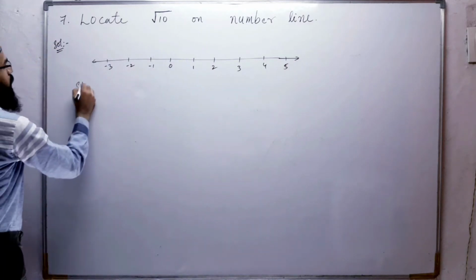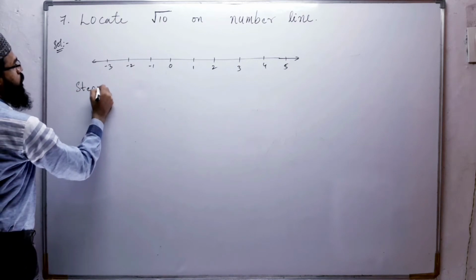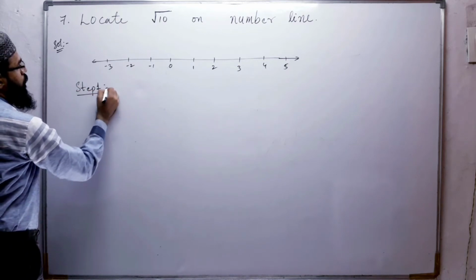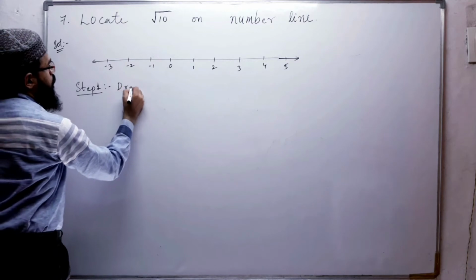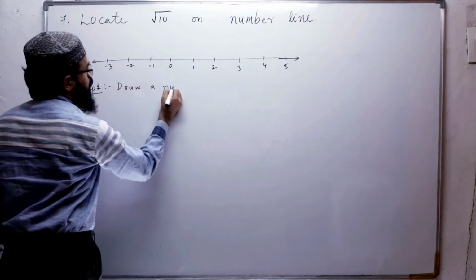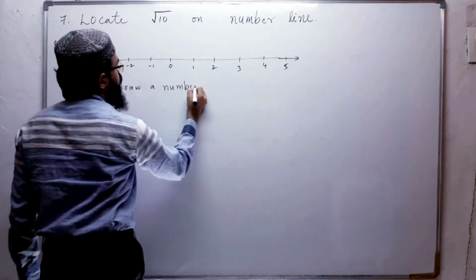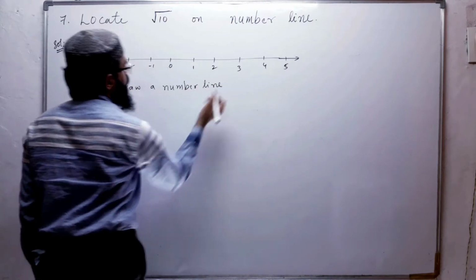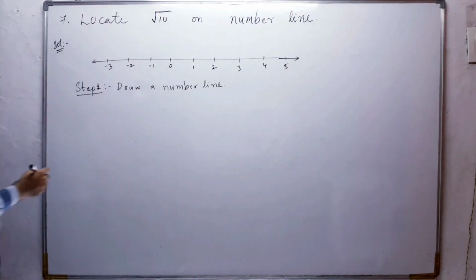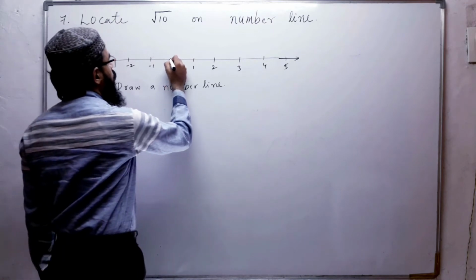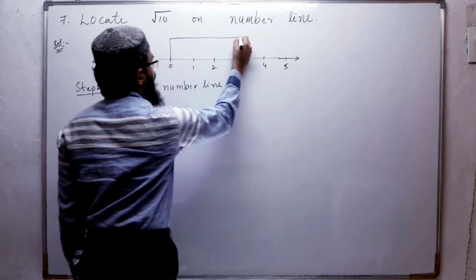So in step 1, what we have done? First, we have drawn a number line. Next, from 0, we will draw a rectangle.